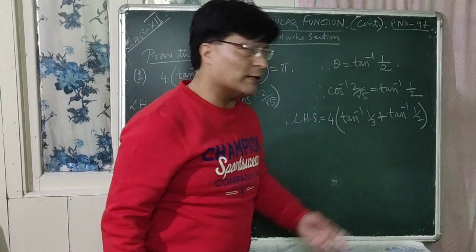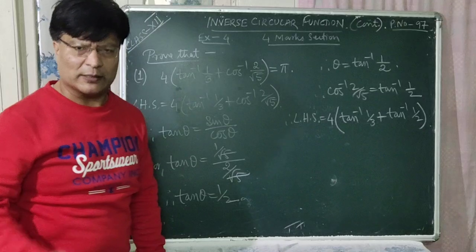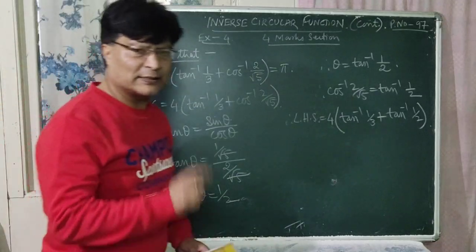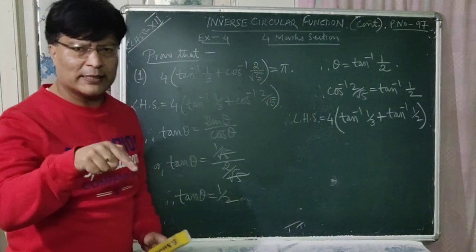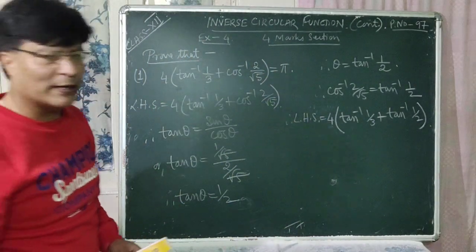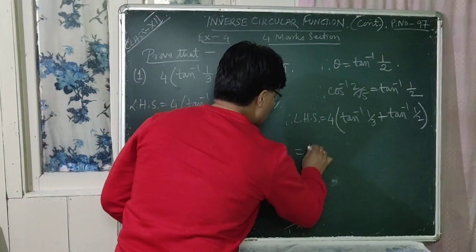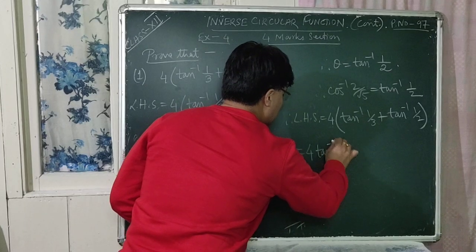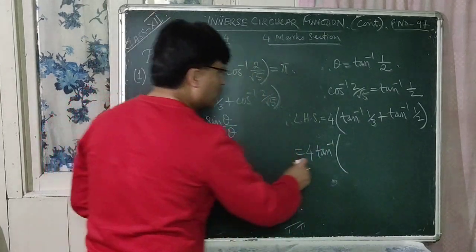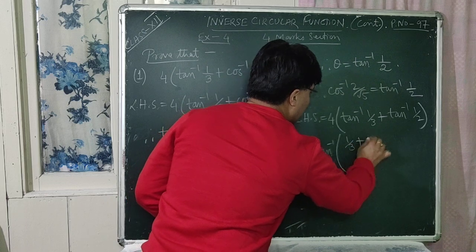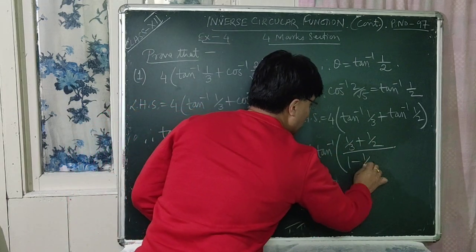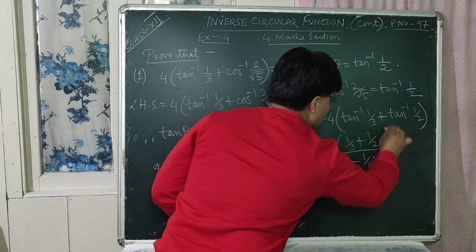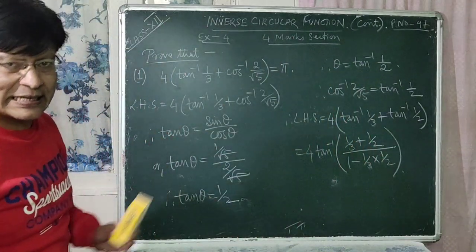Now you can use this formula. What is tan inverse x plus tan inverse y? Now you know this formula, isn't it? Tan inverse x plus tan inverse y is equal to tan inverse within bracket x plus y whole divided by 1 minus xy, right? So it's equal to 4 tan inverse within bracket, in the numerator x plus y is 1/3 plus half, divided by 1 minus xy, that is 1/3 into 1 by 2. Is it clear now?